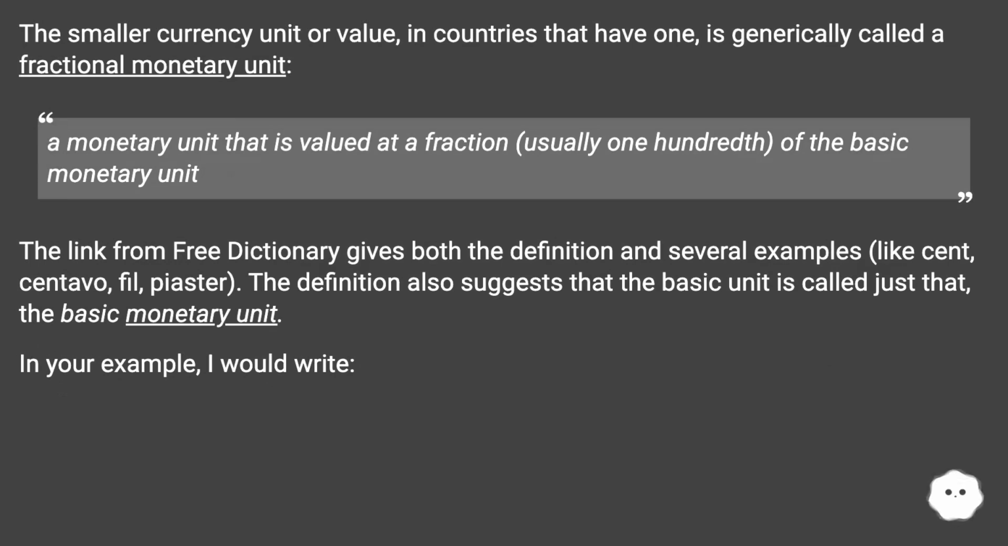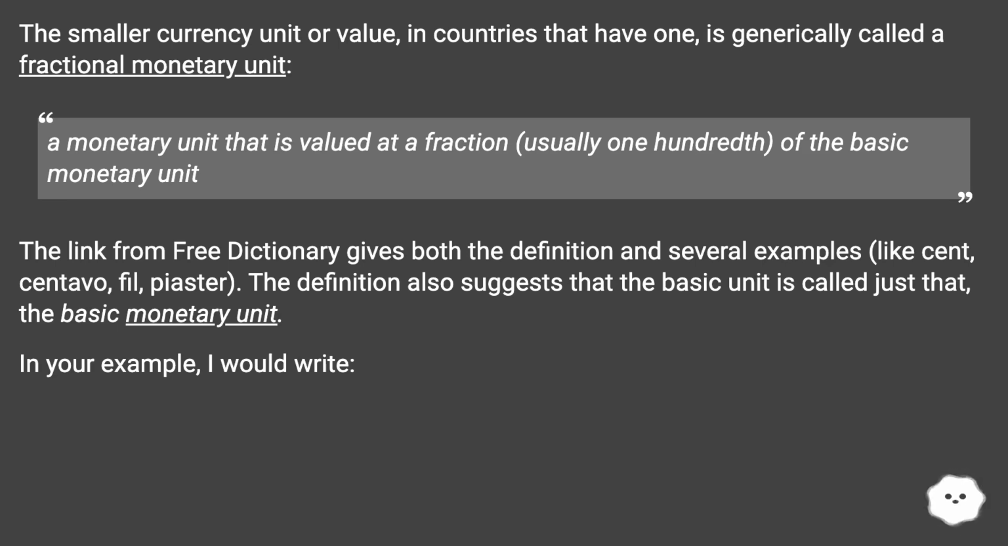The smaller currency unit or value, in countries that have one, is generically called a fractional monetary unit. A monetary unit that is valued at a fraction, usually 1/100th, of the basic monetary unit. The link from Free Dictionary gives both the definition and several examples, like cent, centavo, fil, piastre. The definition also suggests that the basic unit is called just that, the basic monetary unit.